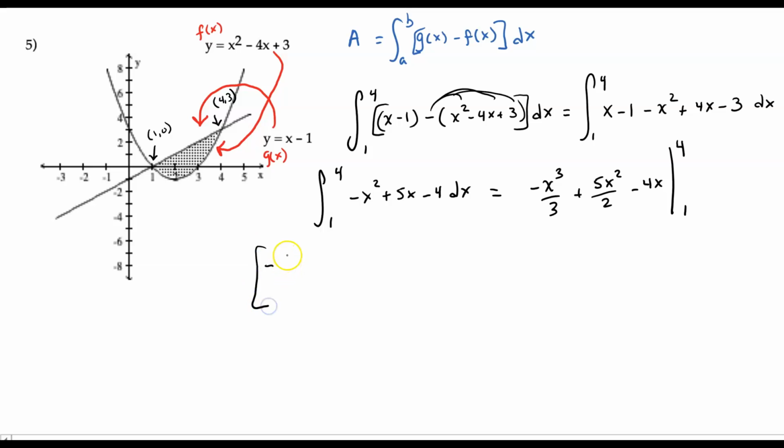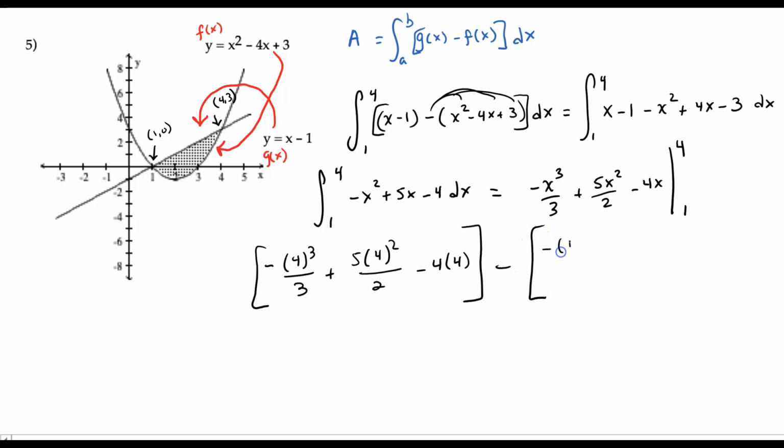I'll put a bracket here. We have negative 4 cubed over 3 plus 5 times 4 squared over 2 minus 4 times 4. And then I can plug in the 1, so subtract the difference evaluated at 1: negative 1 cubed over 3 plus 5 times 1 squared over 2 minus 4 times 1. All right, that leaves me the easy part here. I'll just write it out for you.